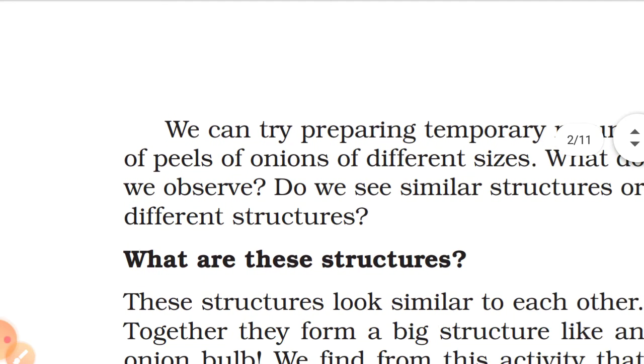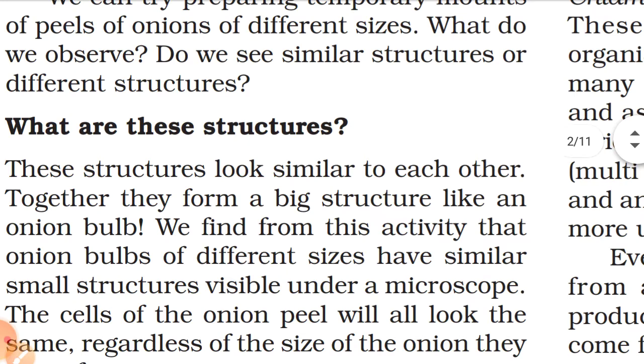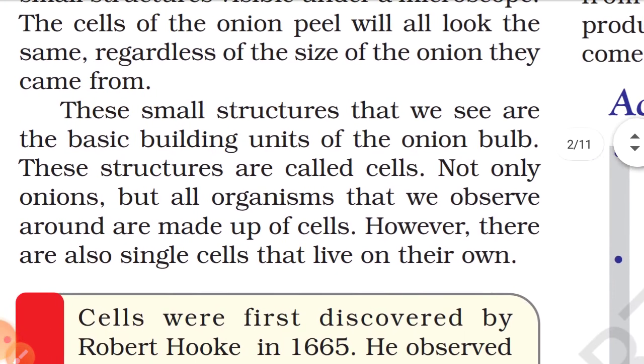So it depends on the number of cells. If more cells are there, a big onion bulb will be made. If fewer, a small one. So I hope it's clear.